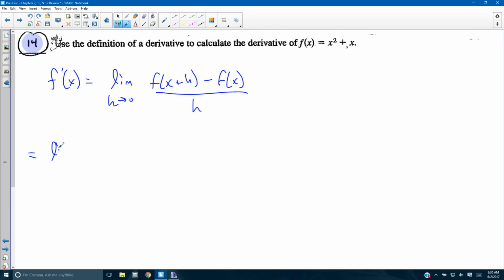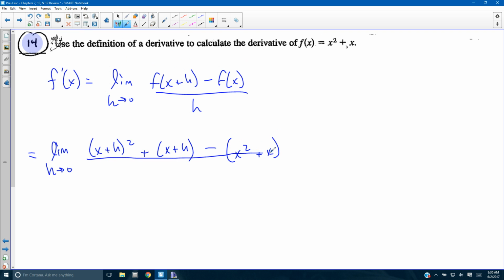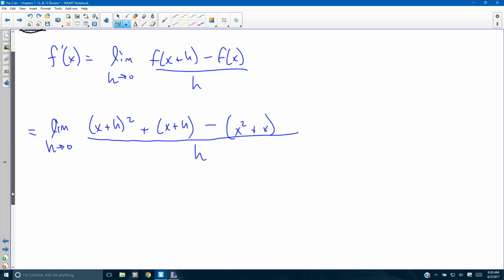So the derivative will equal the limit as h approaches 0 of, we'll do x plus h quantity squared plus x plus h minus the original function x squared plus x. Notice how I group it in parentheses to make sure I subtract the entire thing. All over h. Trust me, it's harder than it looks to do this.